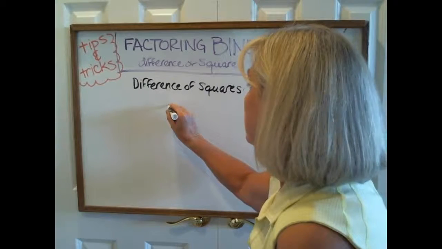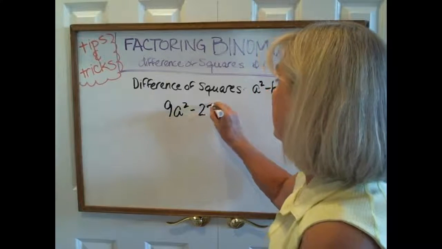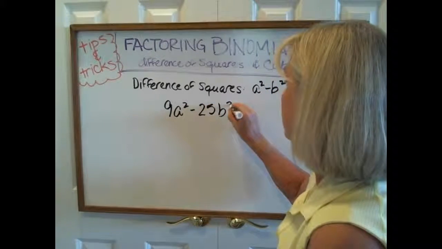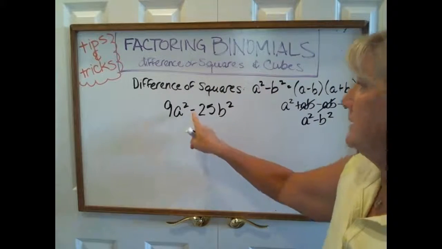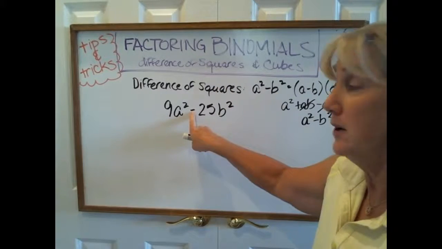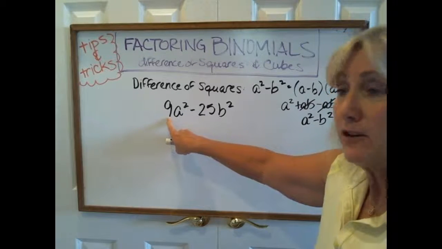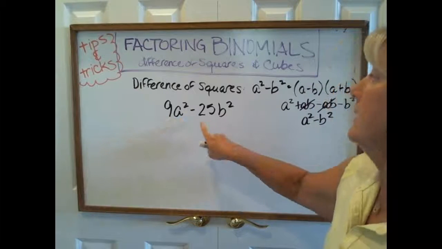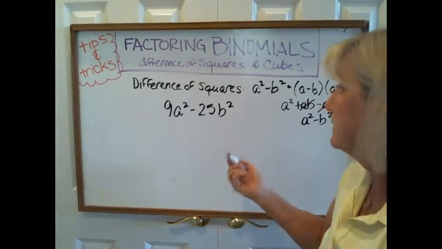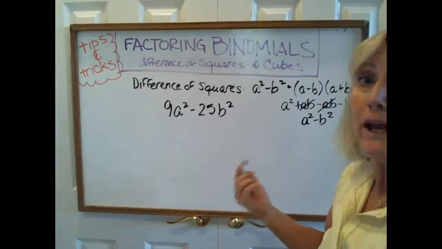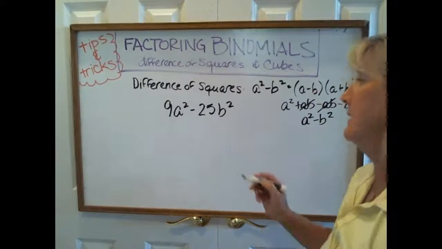And I'm going to do 9a squared minus 25b squared. First of all, we need to recognize this as a difference of squares. It's a difference, meaning subtraction, and that's very important, of two perfect squares. 9 is a perfect square, a squared is a perfect square, 25 is a perfect square, and b squared is a perfect square. So we want to identify what a and b are, and I think that's helpful, especially if the numbers get a little more complicated than this.